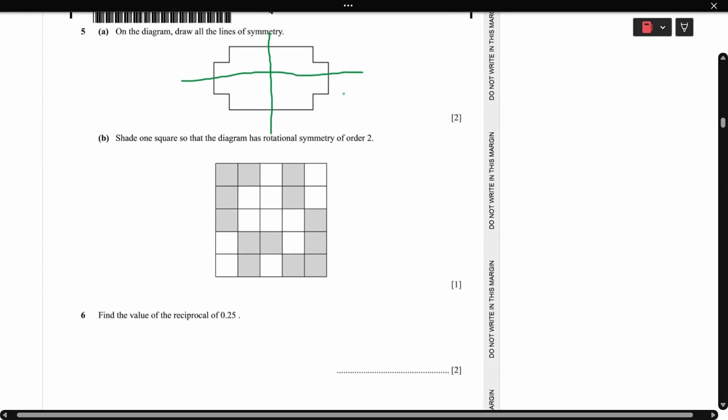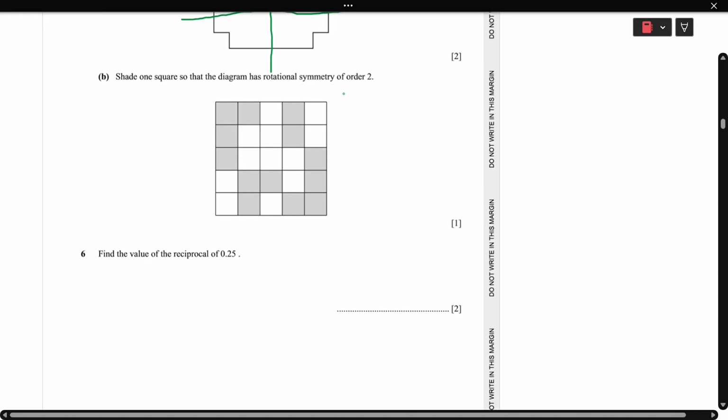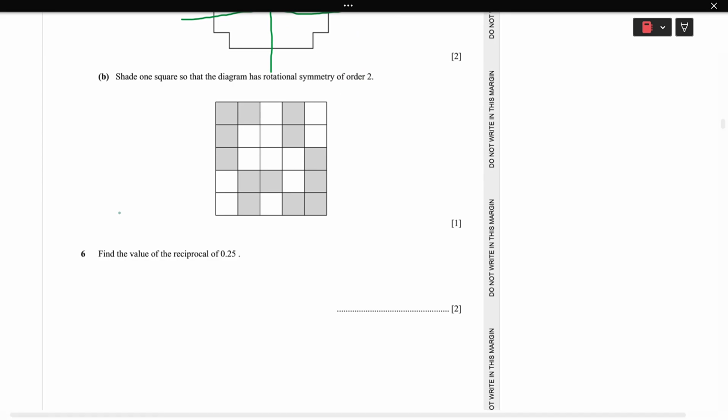Okay. So next, shade one square so that the diagram has rotational symmetry of order 2. So when we rotate it 2 times, we have to get the same shape. So which is shaded here, so here must be shaded. So when we rotate 2 times, you'll get the same figure again.